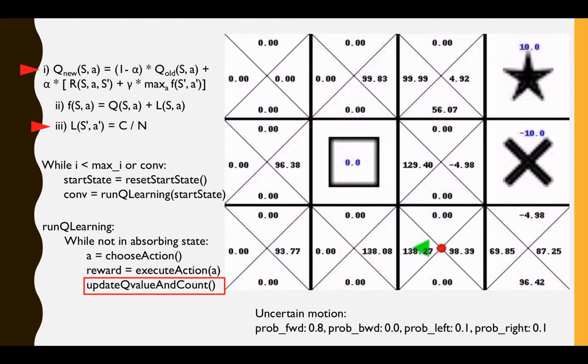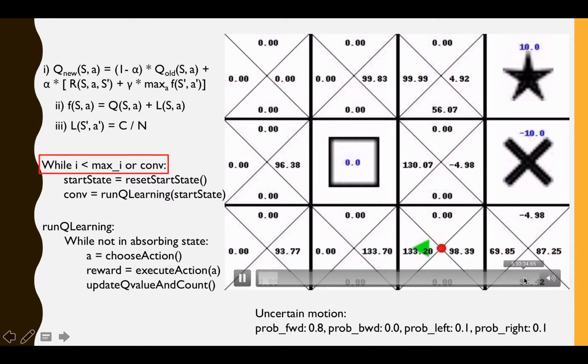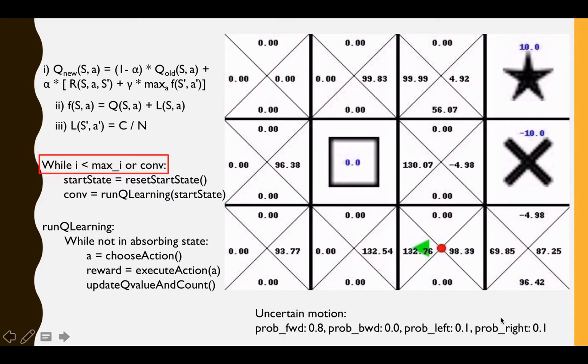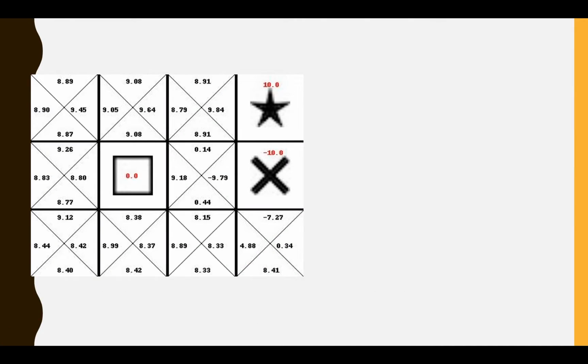The iteration would end when either the Q values converge or it reaches a maximum number of iterations. It takes a while to finish all the iterations and converge. So let's look at our final Q values. Here are our final Q values.